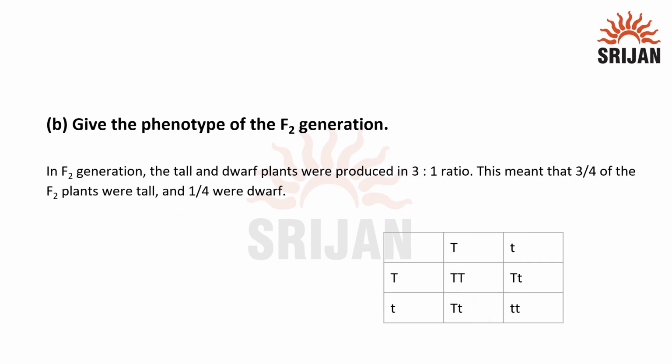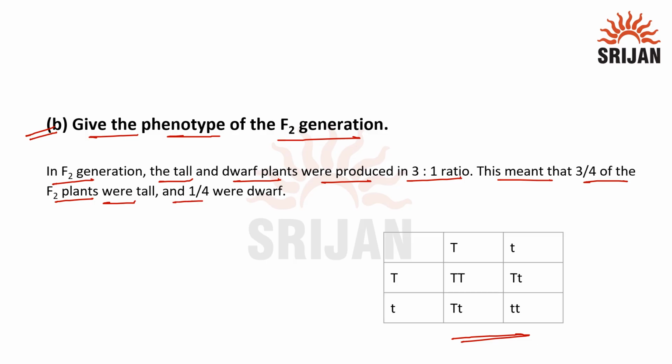Now let's answer the B part, that is give the phenotype of F2 generation. Here we have the F2 generation. In F2 generation, the tall and dwarf plants were produced in 3:1 ratio. This means that 3/4 of the F2 plants were tall and 1/4 were dwarf. Here we can observe these three are tall and this one is dwarf. So 3 tall is to 1 dwarf.